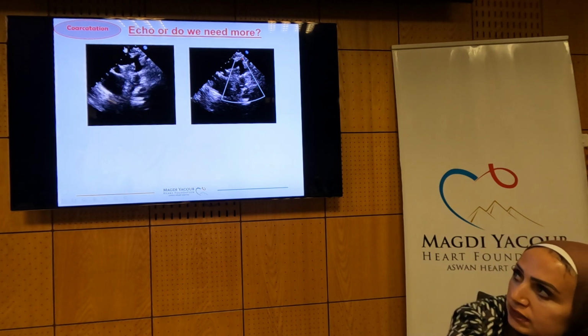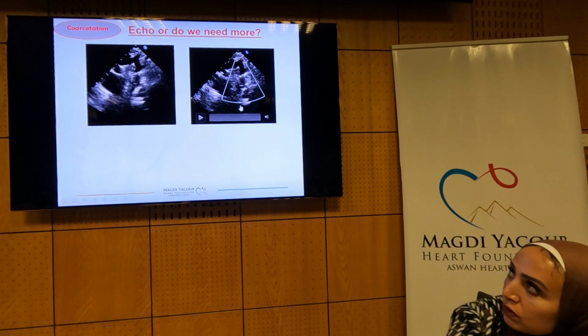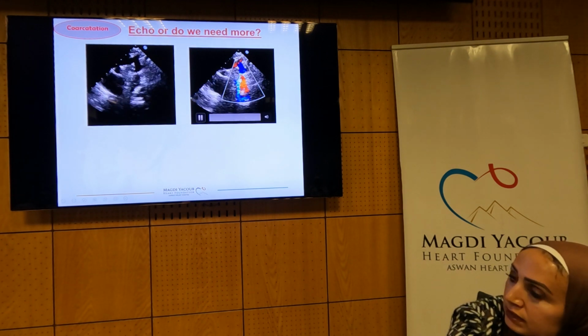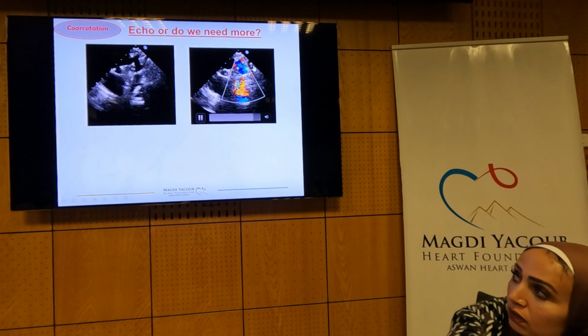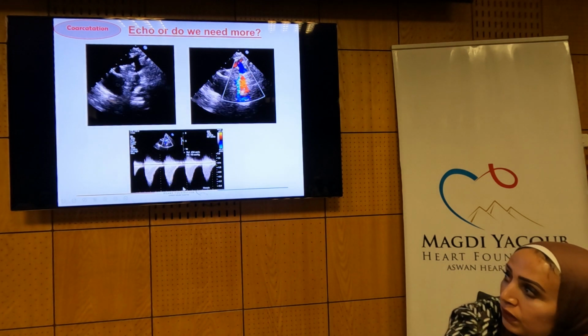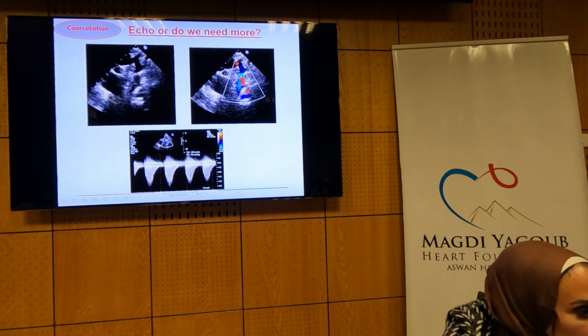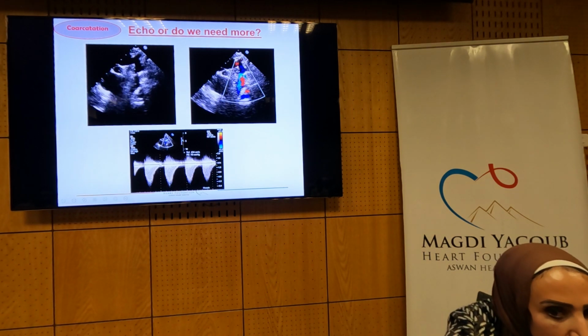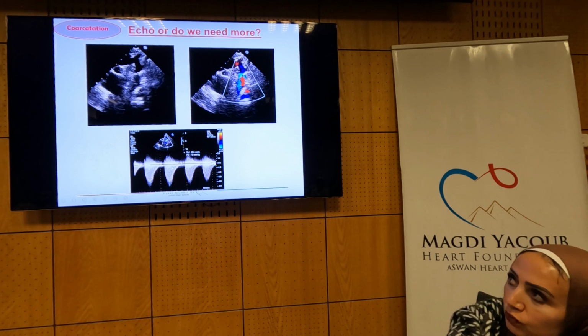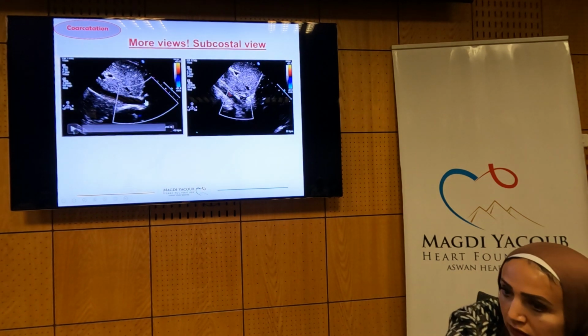It will show the ascending aorta and descending aorta, and we find aliasing here in the descending aorta. Usually we depend on the Doppler, so we find a gradient with a diastolic tail, and we diagnose coarctation. But this is not the only view by which we can suspect coarctation.